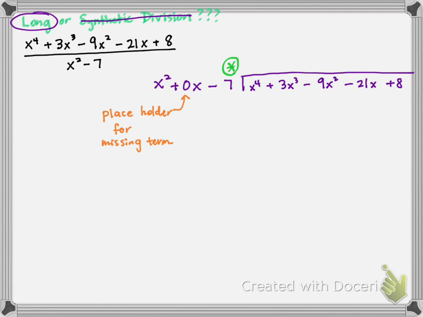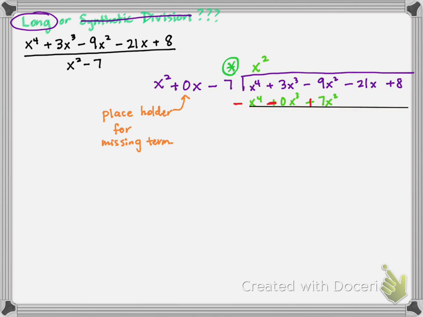Okay, here we go. What, on the outside, times x squared gives you x to the 4th? Well, that's x squared. So x squared times x squared is x to the 4th. X squared times 0x is going to give you 0x cubed, and x squared times negative 7 is negative 7x squared. I'm going to grab my red pen and change everything I see. So plus becomes minus, plus becomes minus, minus becomes plus, and then I add my like terms.